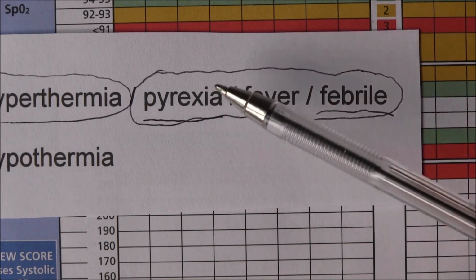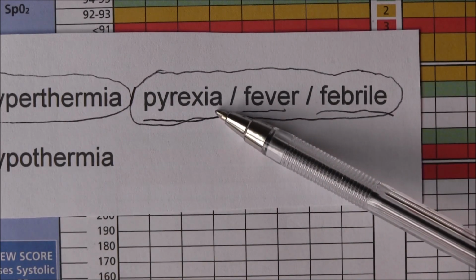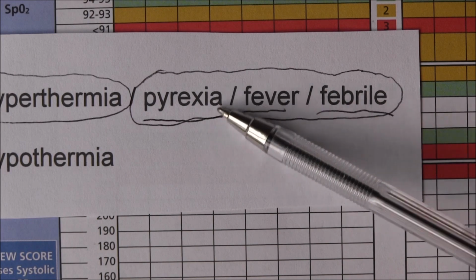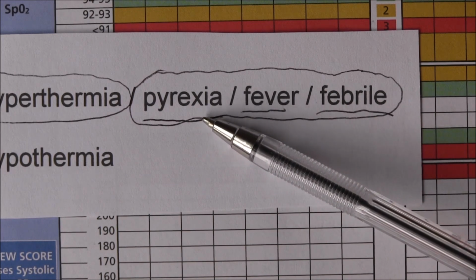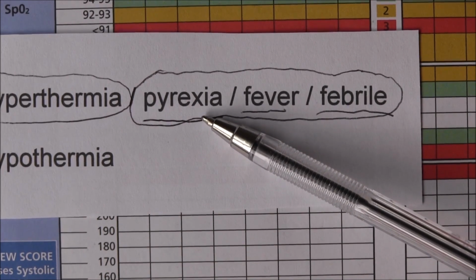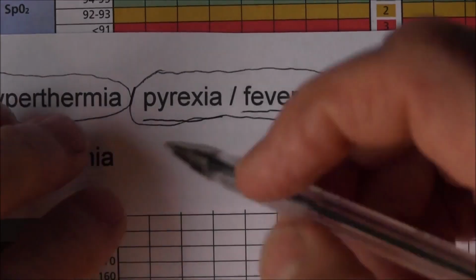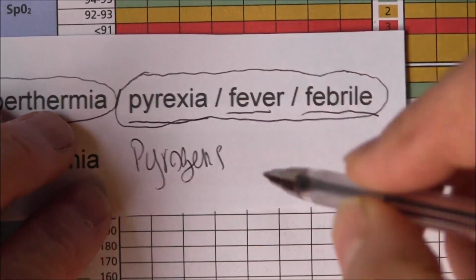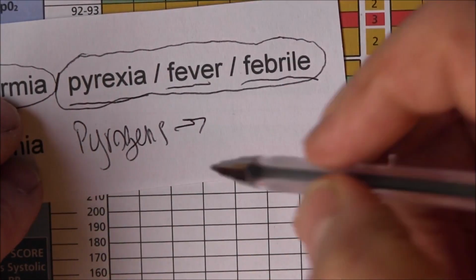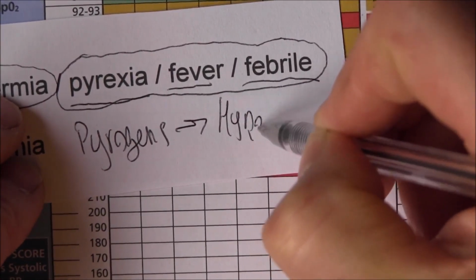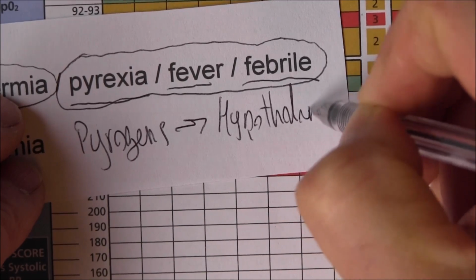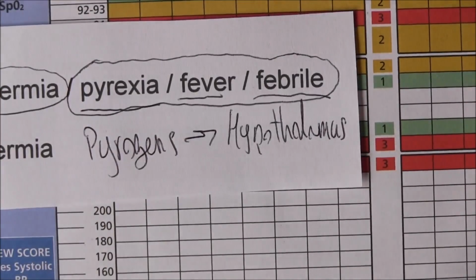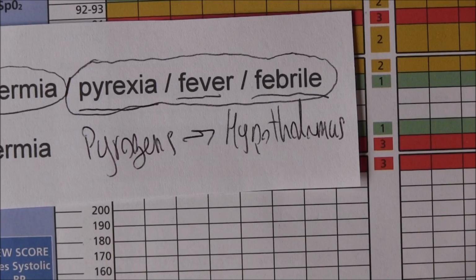Now the reason for this usually is caused by infection, because the infection will be detected by the white cells, and the white cells will release the pyrogens, and the pyrogens will go to the hypothalamus, and the hypothalamus will increase the set point and increase the body temperature.